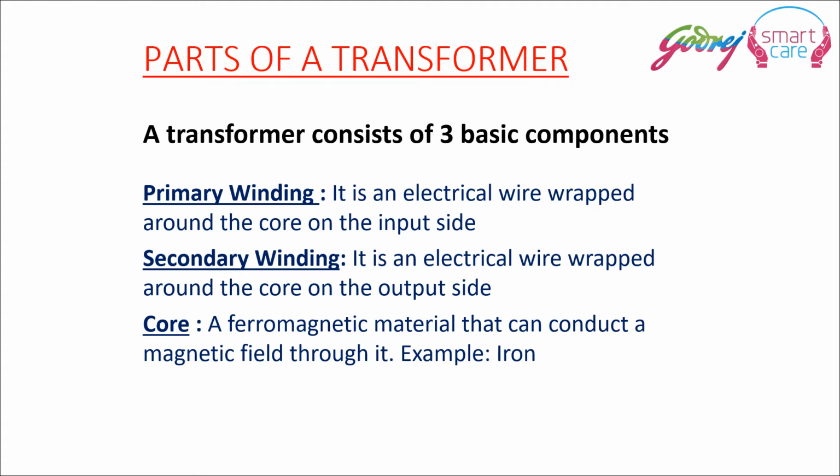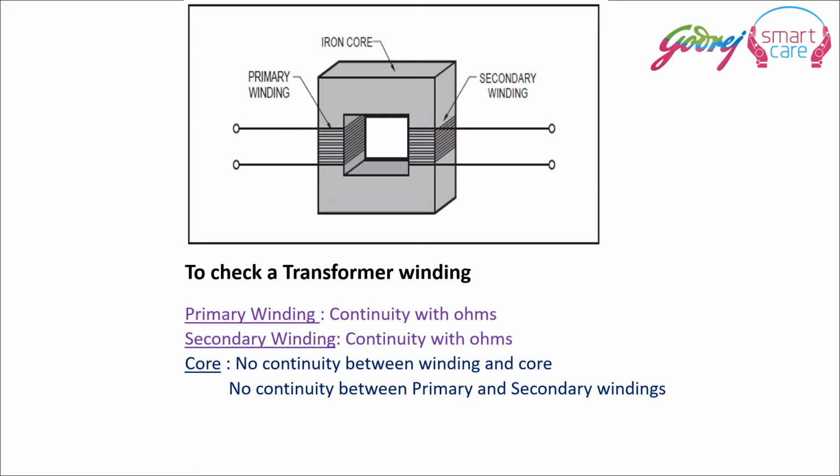Transformer primarily consists of a primary winding, a secondary winding, and an iron laminated core. The primary and secondary winding don't touch each other. The magnetic field from the primary winding is transferred to the secondary winding through the iron core. This is the diagram which shows how the magnetic field is transferred from the primary to the secondary winding.